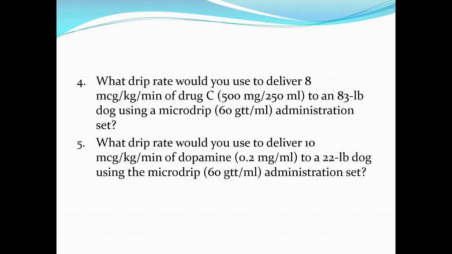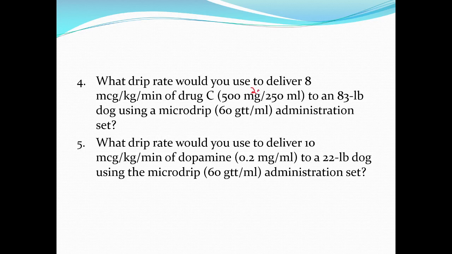All right, another one. What drip rate would you use to deliver 8 micrograms per kilogram per minute of drug C, whatever the drug it is, which is 500 milligrams every 250 mils, to an 83-pound dog using a microdrip 60 GTT per mil administration set? Sounds horrible, but we can do this, okay? So we can take this concentration first of all, and instead of saying it as 500 mgs per 250 mils, 500 divided by 250 is 2 mgs per mil.